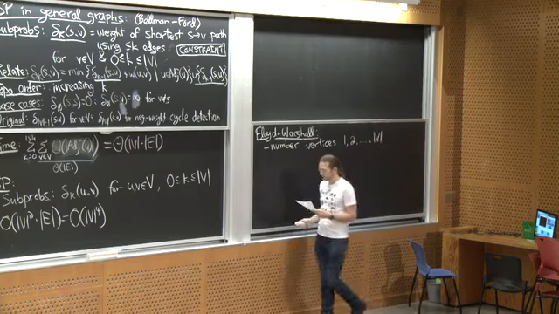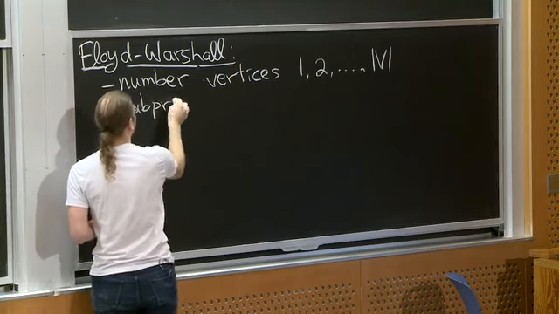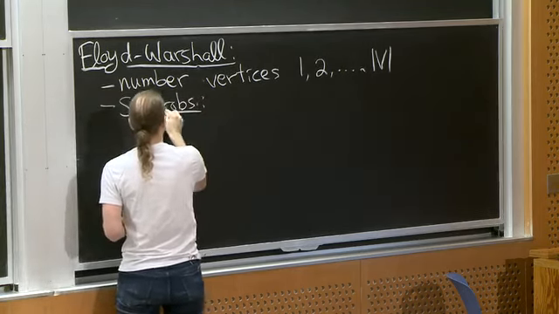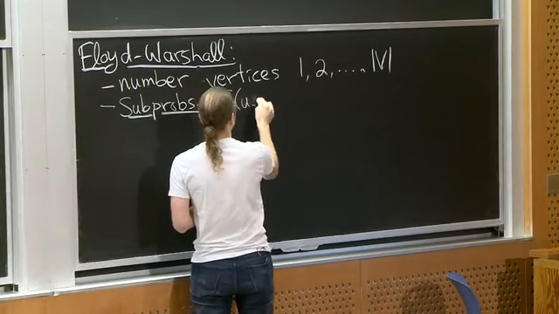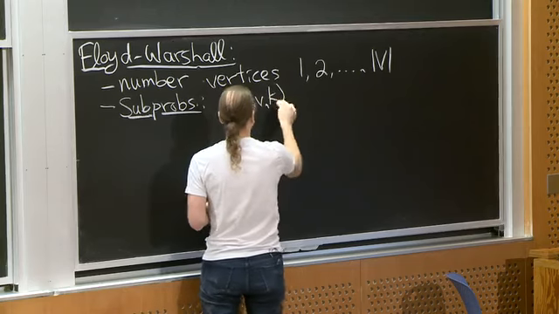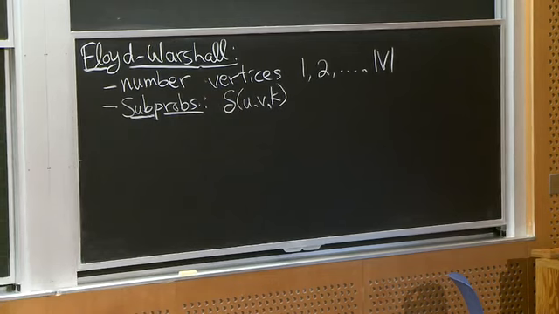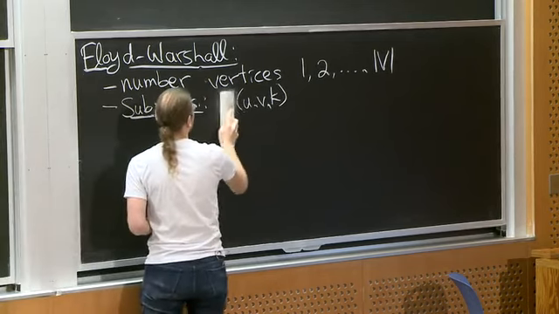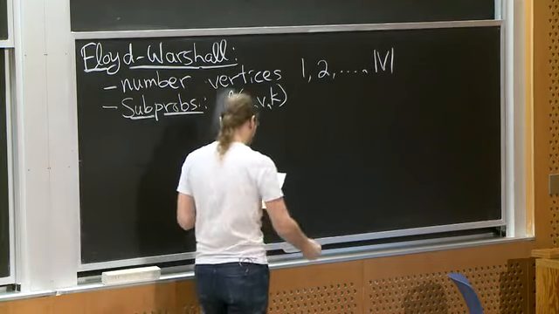Starting at 1 for convenience. So we'll see why. And then we're going to define some subproblems, which are delta, I'll call it uv comma k. Maybe to avoid conflict, I will write a d here. This is just a definition local to this algorithm.